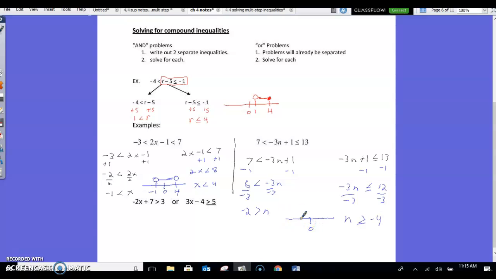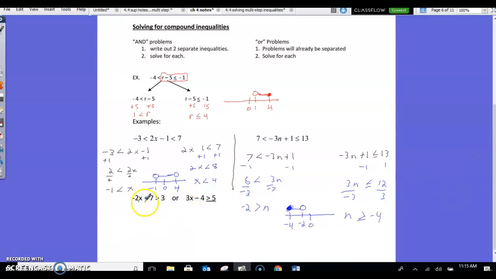Then we can draw our number line. Label 0. Negative 2. Negative 4 to the left of that. Close circle there. Open circle there. N is less than negative 2. N is greater than 4, so they meet in the middle.